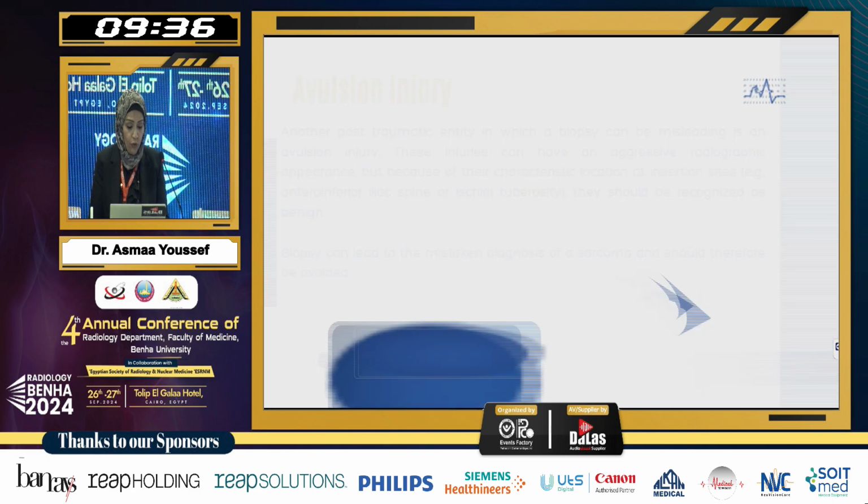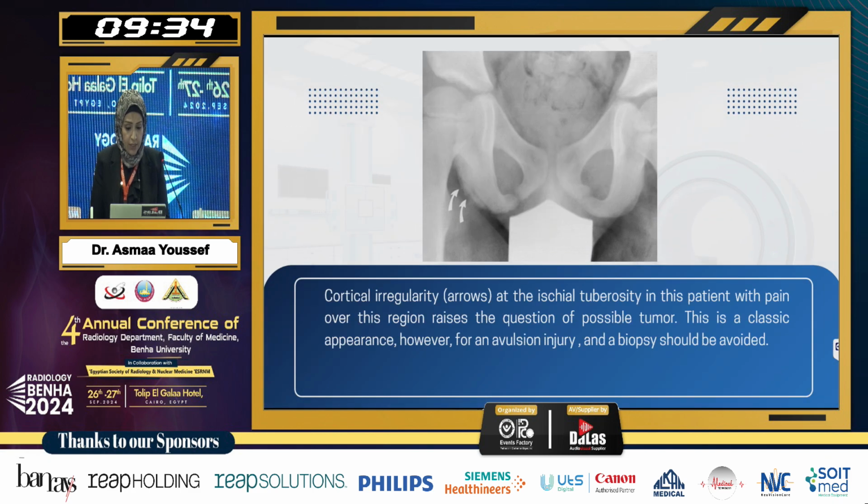and should therefore be avoided. In this pelvic radiograph, cortical irregularity is seen here at the ischial tuberosity in a patient with pain over this region, which raises the question of a possible tumor. This is a classic appearance, however, for an avulsion injury, and a biopsy should be avoided.